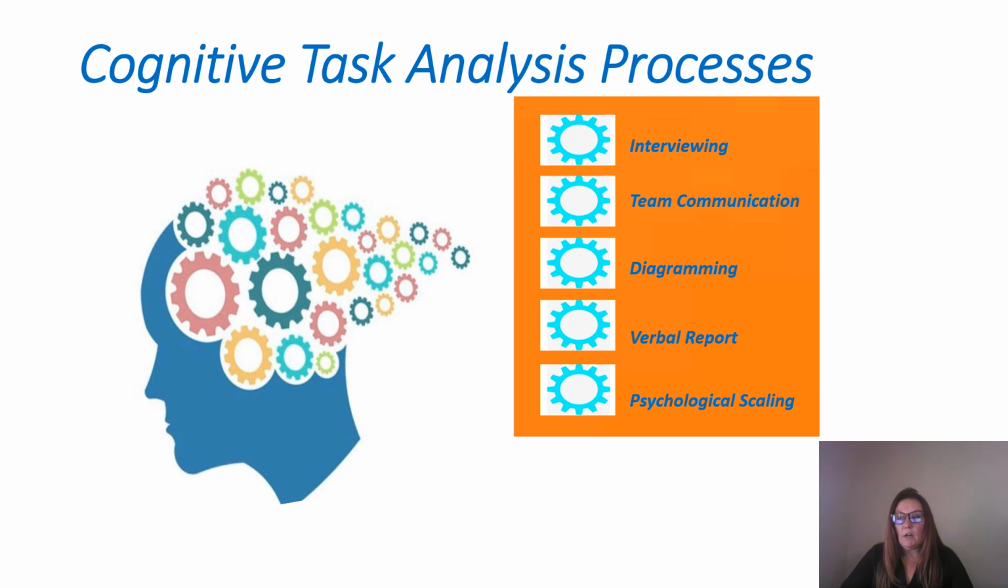Verbal reports are the fourth one, and this is really important. This is the think out loud. This is when you're with them and they can tell you the steps while you're actually participating in the task or project. And last is psychological scaling. Here, experts are asked to sort, rank, or rate items into categories, and this gives us quantitative results to give us representation of the relationships among sets and concepts.